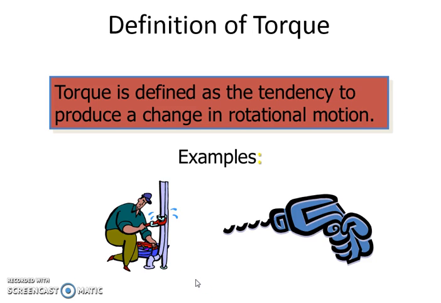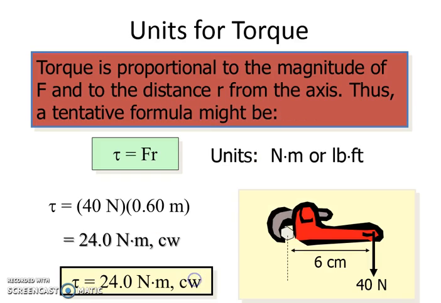The definition of torque. Torque is defined as the tendency to produce a change in rotational motion. Torque is proportional to the magnitude of force and to the distance r from the axis. Thus, a tentative formula might be torque equals force times the radius. So the units are newton meters or pound-feet.